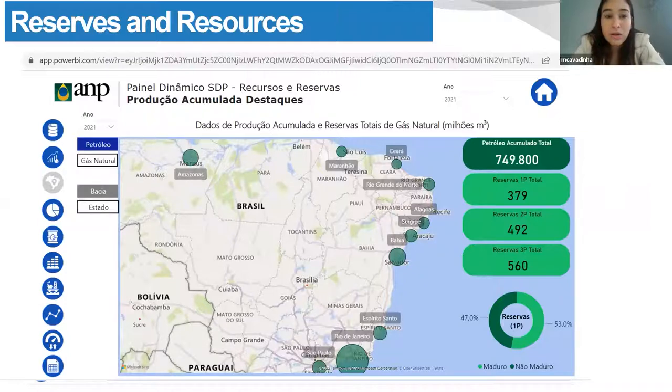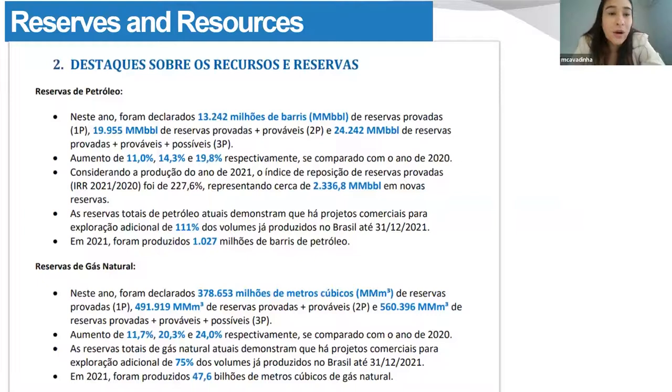So it's very good because we are, for example, implementing some policies in order to increase the production in the mature fields, because we know that pre-salt is already growing, but we also need to focus on the mature fields. And here we can see, as I mentioned, that we recently published the new reserves report, and we can see that the reserves are increasing.